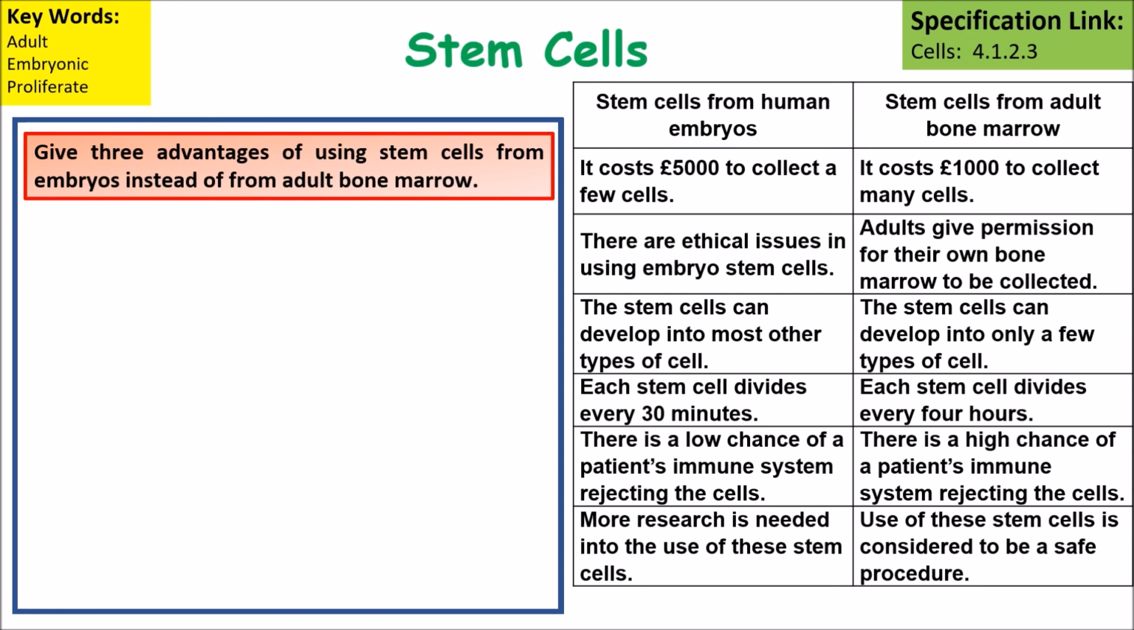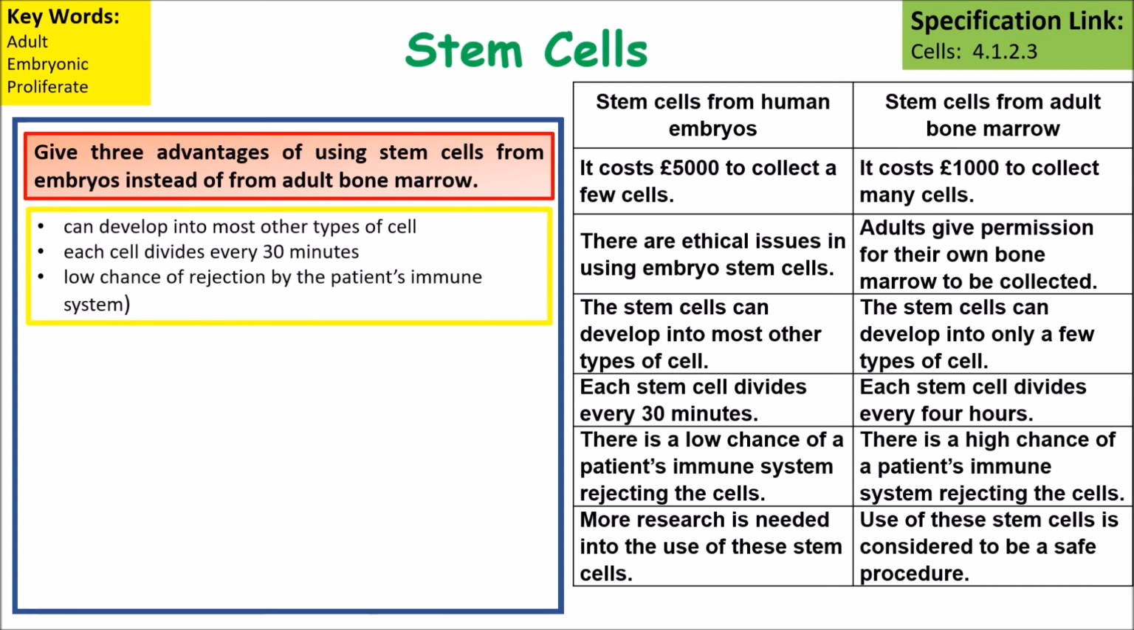So if you have a quick look at the table on the right and then have a go at the next two questions. Give 3 advantages of using stem cells from embryos instead of adult bone marrow. Three of the things that you could have put was that they can develop into most other types of cells, they divide every 30 minutes, and there is a low chance of rejection by the patient's own immune system.